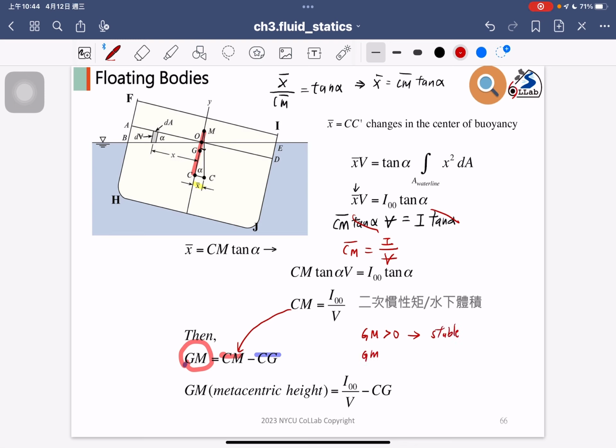But if the Gn is less than 0, we say it is unstable. So the key knowledge is that if we can compute the Gn, the metacentric height, then we can predict the stability problem. And we cannot directly compute the Gn, so we should compute the Cn first. The Cn is defined by the second moment divided by the total displaced volume. Right now you don't know how to compute the CG distance, so we will teach you how to compute the CG distance based on the exercise.